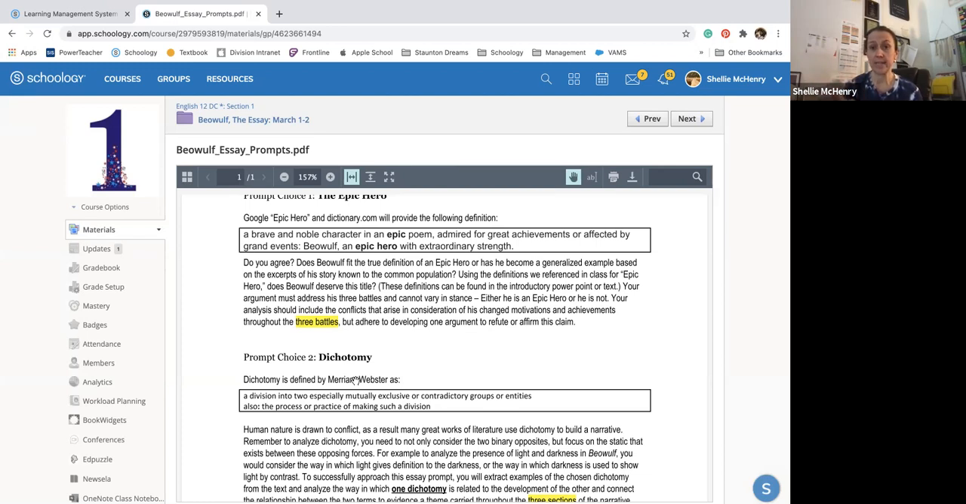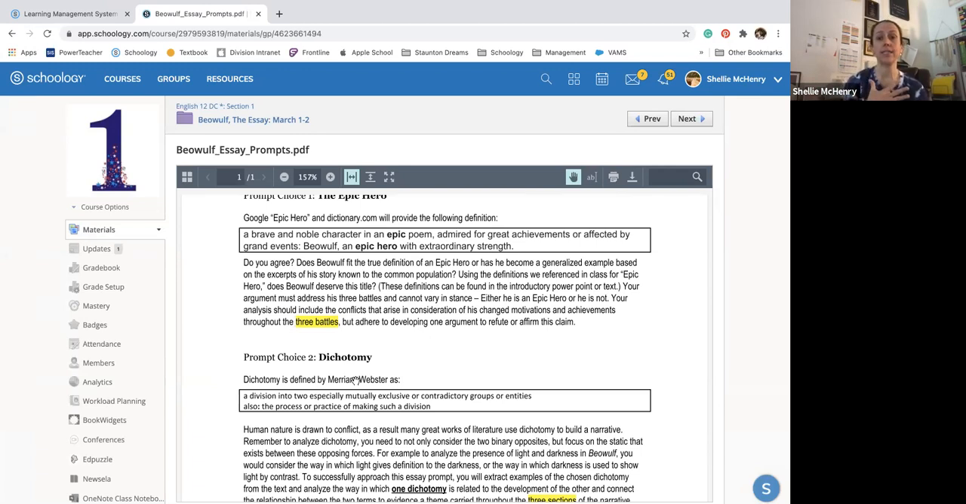So you need to pick a stance. Either he is or is not. You must stay consistent in your stance. So you cannot argue he is an epic hero in battle 1 and battle 2, but not in battle 3 because of this. You have to figure out an argument that you can carry through 3 battles. And as I've already said, all 3 battles need to be present in your paper.